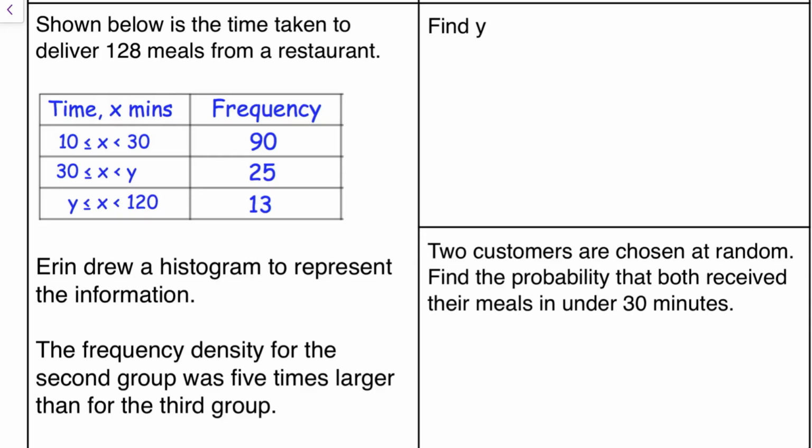Next question. Shown below is the time taken to deliver 128 meals. Erin drew a histogram. Well done, Erin. The frequency density for the second group is 5 times larger than for the third group. Find y.